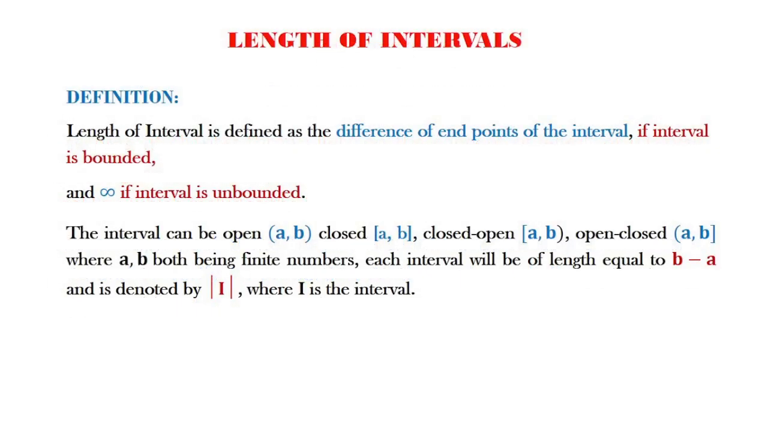Firstly, the definition of the length of intervals. I already told you the length of an interval is defined as the difference of the endpoints of the interval if the interval is bounded, and infinity if the interval is unbounded. The interval can be open (A, B), closed [A, B], closed-open, or open-closed. Here A and B both being finite numbers, each interval will be of length equal to B minus A and is denoted by length of I, where I is the interval.